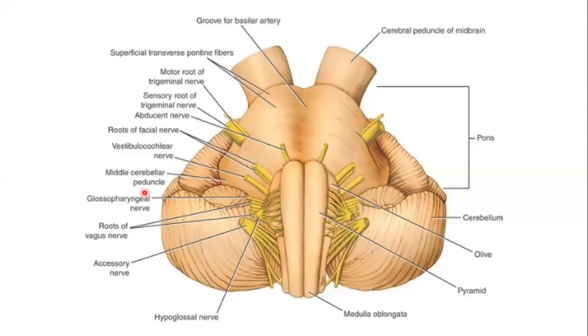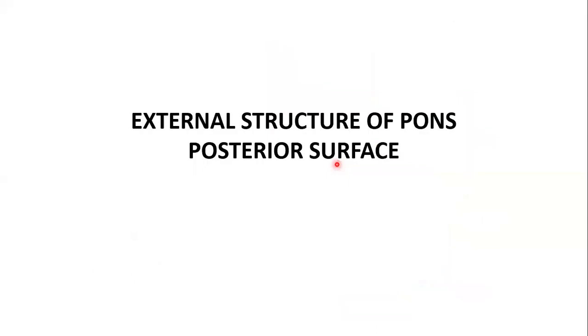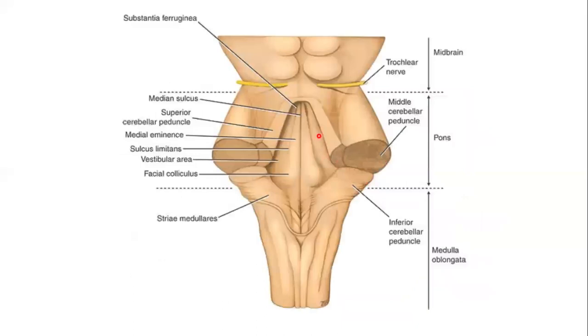On the lateral side, this is the middle cerebellar peduncle, which attaches the Pons to the left and right cerebellar hemispheres. That is the general layout. On the anterior aspect, this is the superior border, which separates it from the midbrain. Here lies the superior cerebellar artery, and at the inferior part lies the anterior inferior cerebellar artery. Then the external structure of the Pons from the posterior aspect.